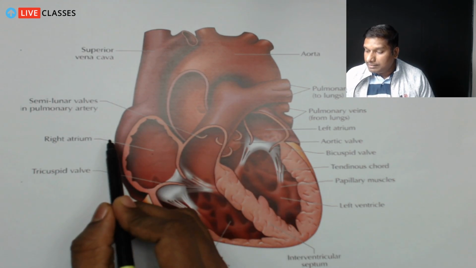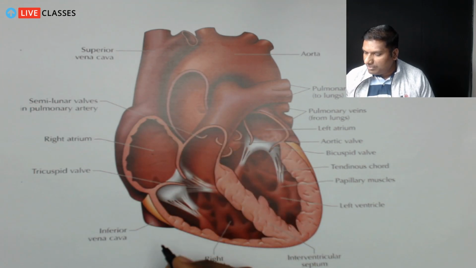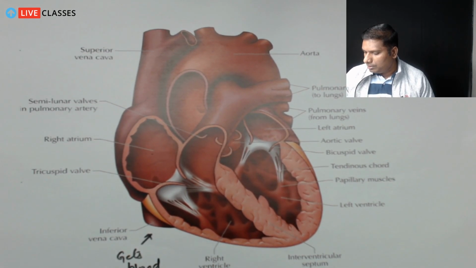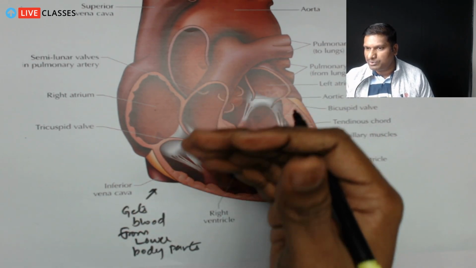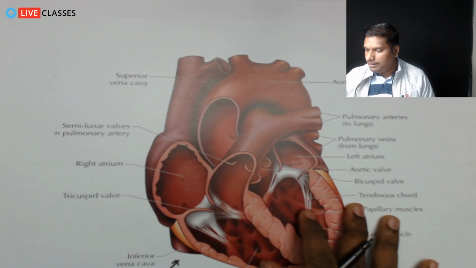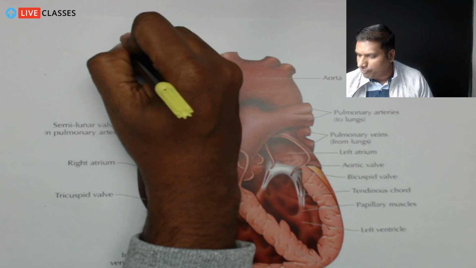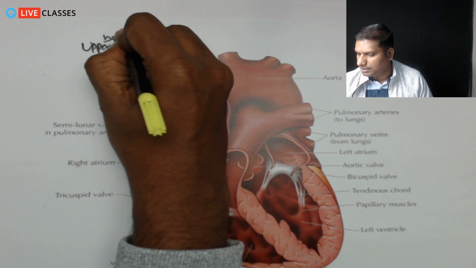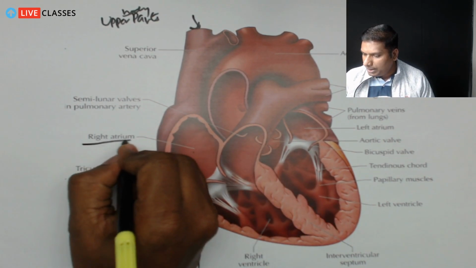What you have to understand here is that into the right atrium open the superior vena cava and the inferior vena cava. The inferior vena cava gets the blood from lower body parts, meaning the parts which are lower than the heart. The superior vena cava gets the blood from the upper body parts, and both open into the right atrium.